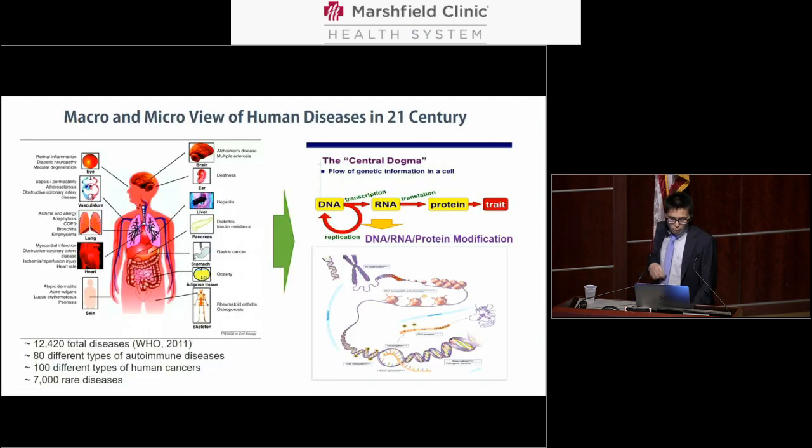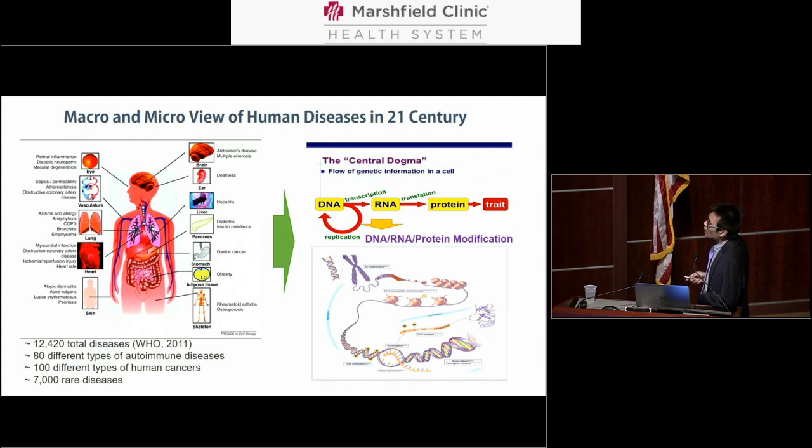So again, let's check our understanding of human disease in the 21st century. For humans, we have almost 12,000 diseases. These include 80 different autoimmune diseases, 100 different cancers, and almost 7,000 rare diseases.